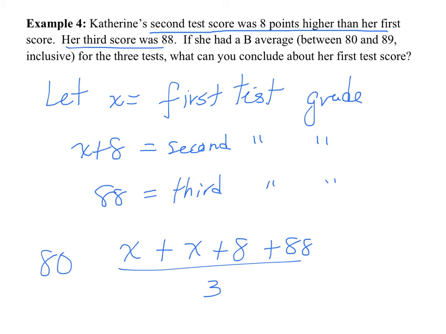81, 88. Be careful, it says inclusive, so we can actually include them now. Oh, so 80 and 89? Yeah, we're going to use these symbols now. We're going to use the less than or equal to symbols to indicate that she could have had an average of 89 or 81, because the B score is inclusive in that range. Now, this becomes tricky. Let me explain why.